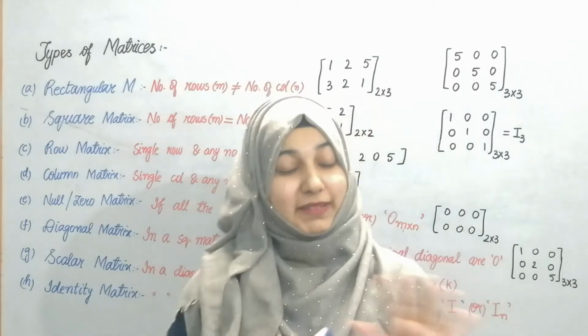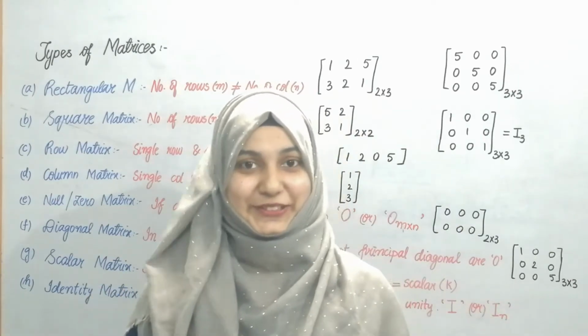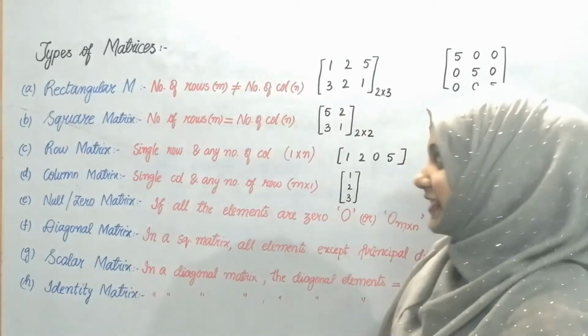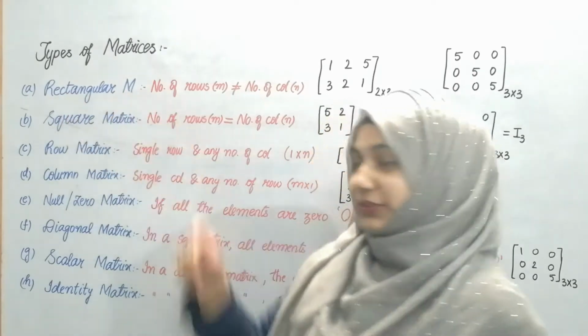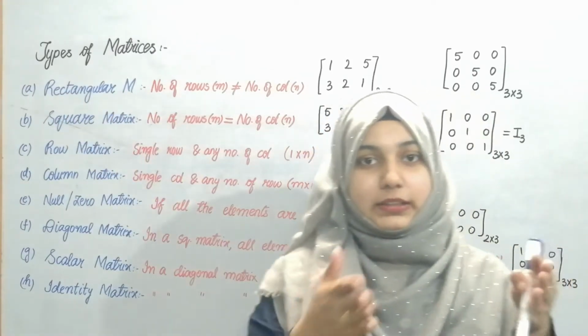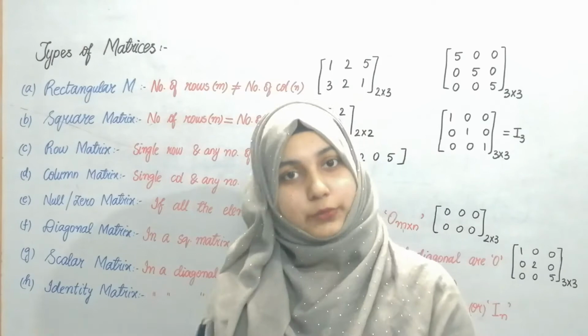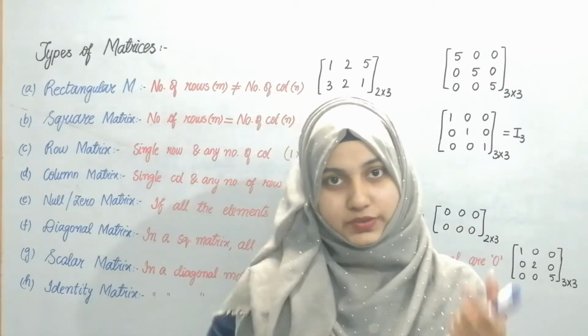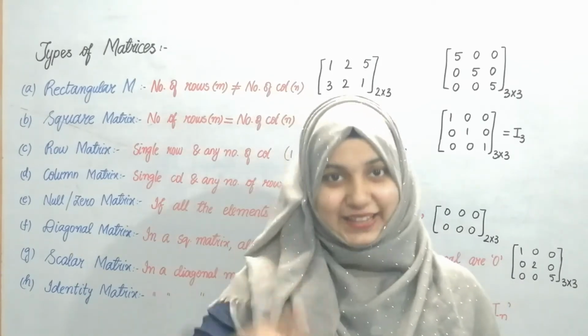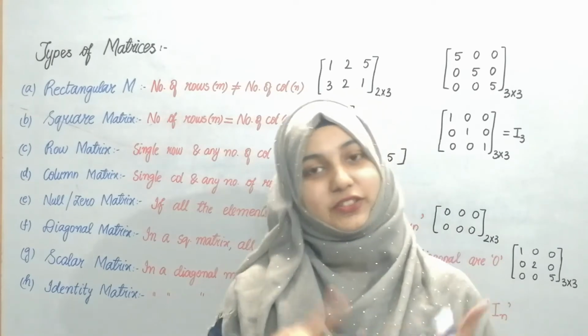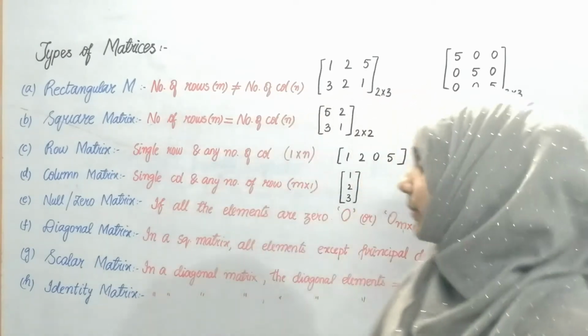We have got many different types of matrices. Let's see the first one, the rectangular matrix. Rectangular matrix means the number of rows is not equal to the number of columns. In a matrix we have rows and columns, right? So the number of rows is not equal to the number of columns. We know this, it is very simple.